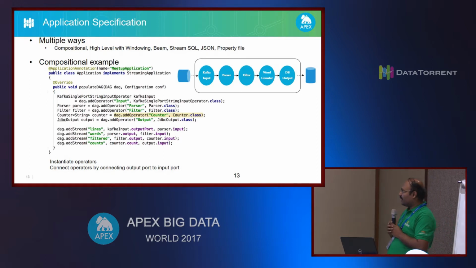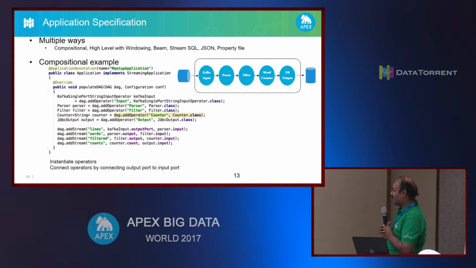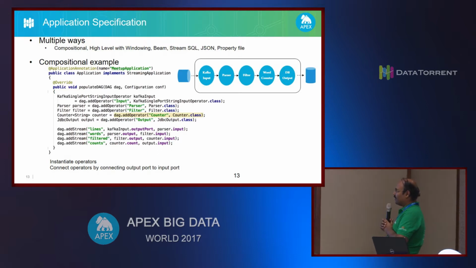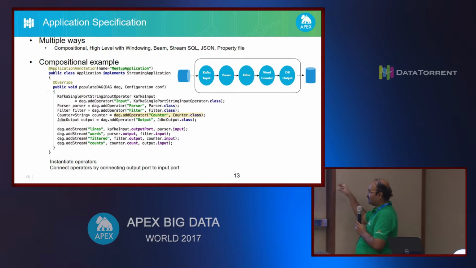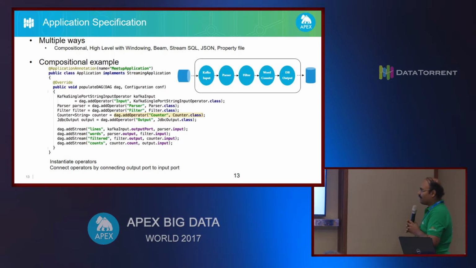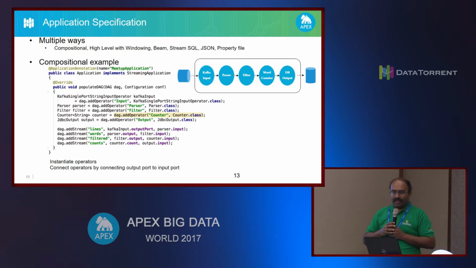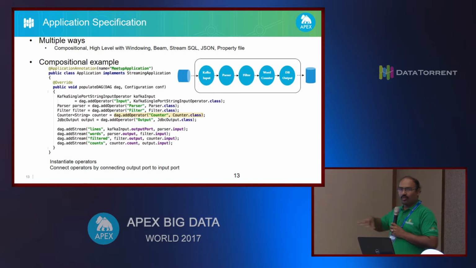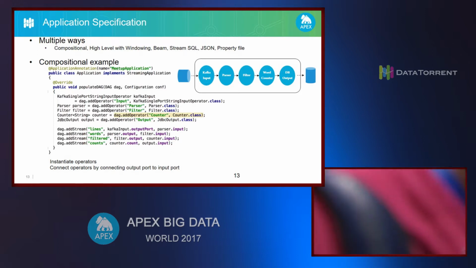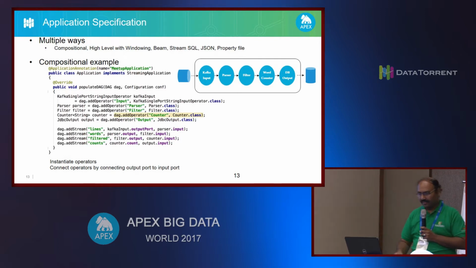And there are different ways to build your application. The easiest, basic way is to take each operator and connect them up. That's what we call compositional. But there are other ways to build an application as well. High-level API is one example, where you don't know the underlying operators, but you define a series of transformations on a piece of data.